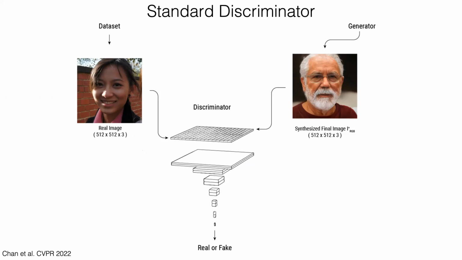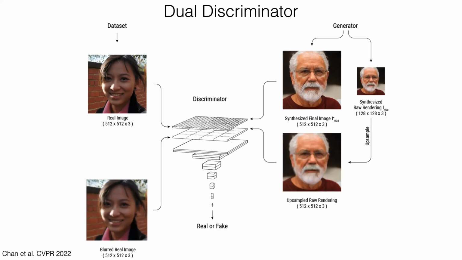So discrimination is typically done by generating an image, such as the one on the right, and then drawing an image from the data set, and then comparing these with your CNN to make sure that they're real and not fake. Dual discrimination means that you actually do this at multiple different scales. The first scale is the raw resolution of the neural rendering, and the second one is the super resolved, super high resolution image. So we feed both of these images in, the raw rendered image, as well as the super resolved image from the generator. And then for the training data set, we take the image at the original resolution and a downsampled blurred image. And we compare both of these scales simultaneously. And that works really well.